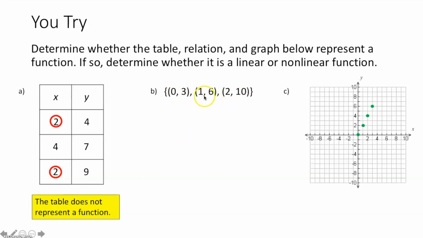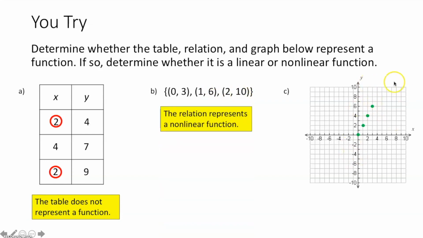Next, is this a function? Do we have any x values that repeat? 0, 1, 2. No, no x values that repeat. Sweet, so we move to the next step. Is it linear or nonlinear? Well, x is increasing by 1 each time. Because x is increasing by the same amount, does y also increase by the same amount? Y is increasing by 3, and then by 4. No, in order to be a linear function, we would have to go from 3 to 6, and then from 6 to 9. Because we increase by 3 and then increase by 4, this would be a non-linear function.